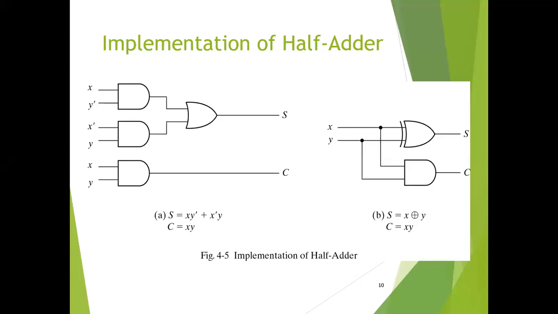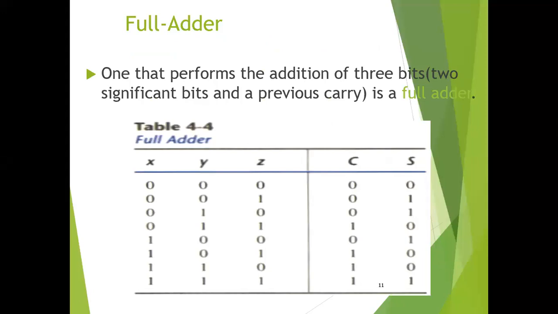From these two different forms of implementation of the half adder circuit, we can show that two half adders can be used to construct a full adder circuit. A full adder is a combinational circuit that performs the arithmetic operation of three bits. As we can see here, X, Y, and Z, three bits, are used to add up. It consists of three inputs and two outputs. Three inputs are labeled as X, Y, and Z, and the outputs are carry and sum.